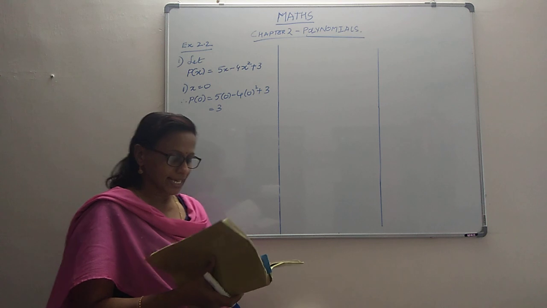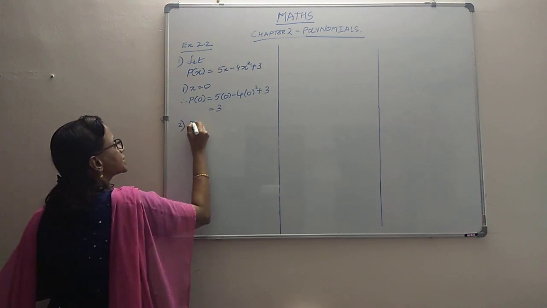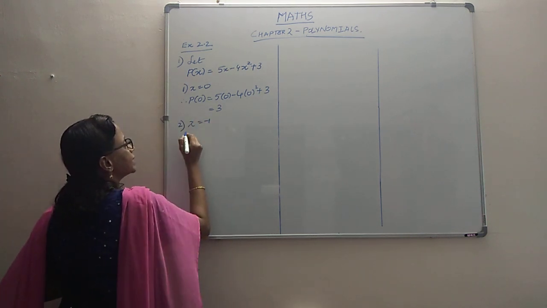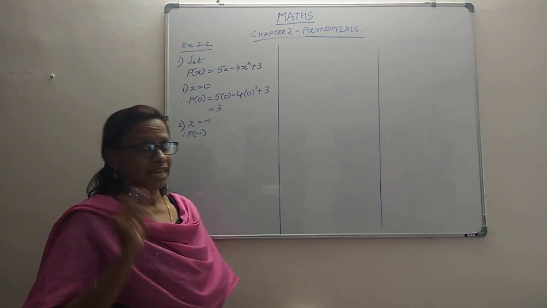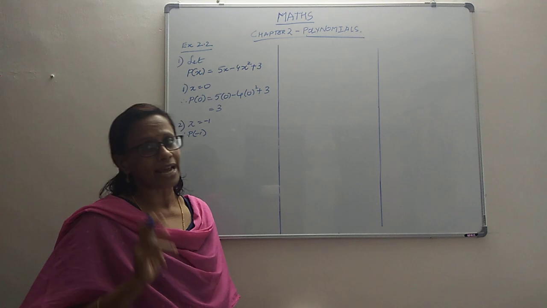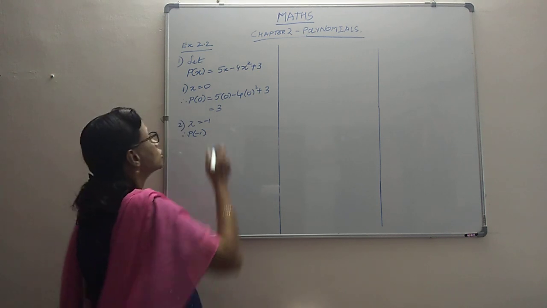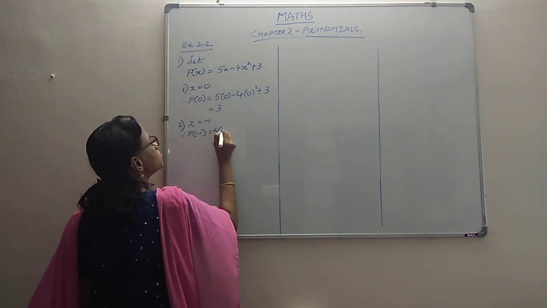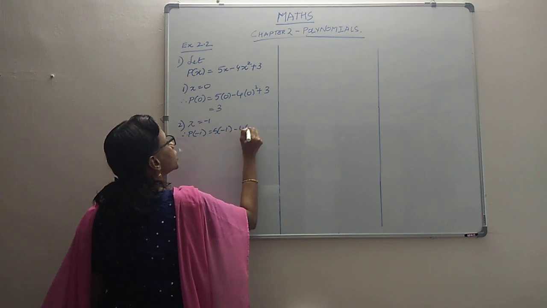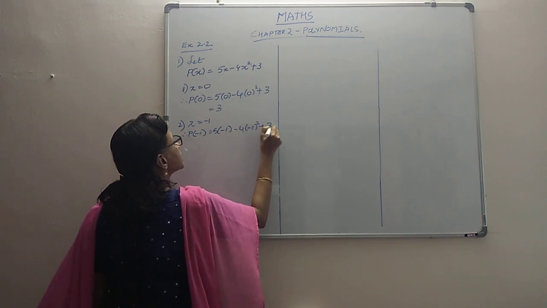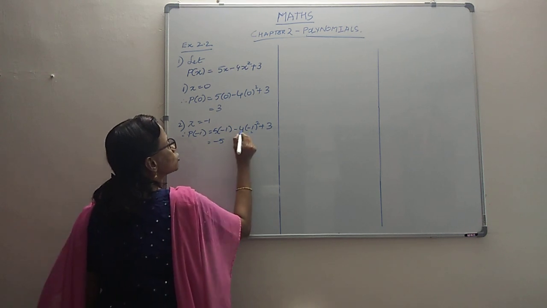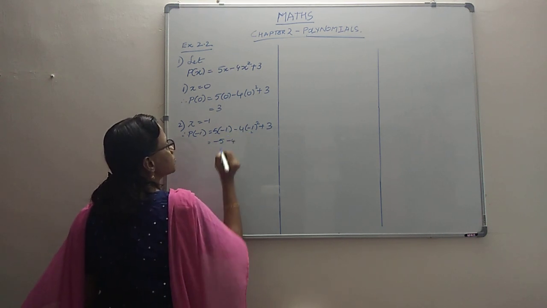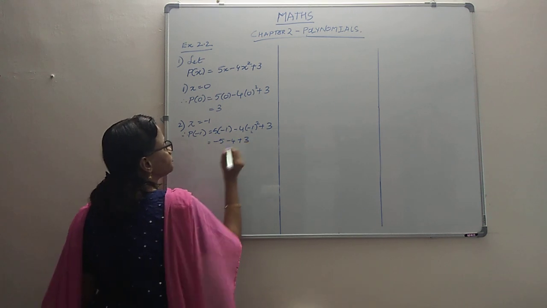Similarly, they ask us in the second subpart to take the value of x as minus 1 and solve it and get the answer. Same thing, we are going to do p of minus 1, which means wherever x comes, there we are going to put minus 1 in the polynomial and get the answer. So here it's going to be 5 into minus 1 minus 4 into minus 1 squared plus 3. That is minus 5, we know that this is going to be 1. So 4 into 1, it's minus 4 because there's a minus sign here, plus 3.